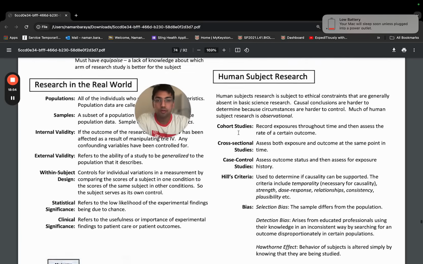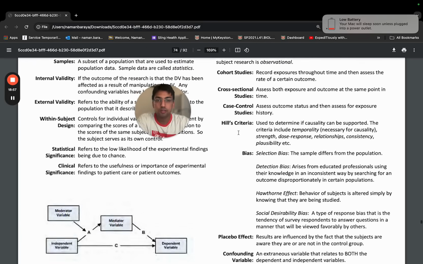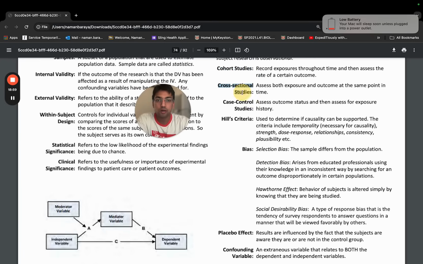Okay. Next we have human subject research. So you have cohort studies, you have cross-sectional studies, and then you have case control studies. So make sure you understand the difference between these.